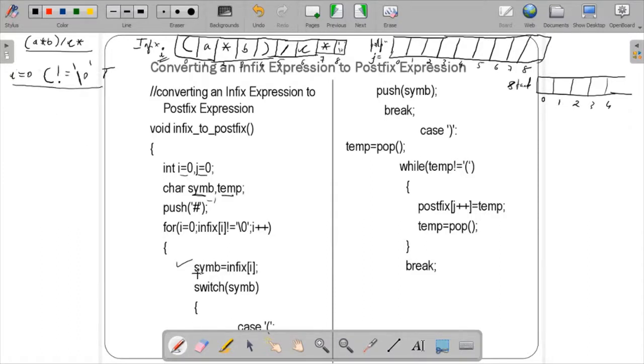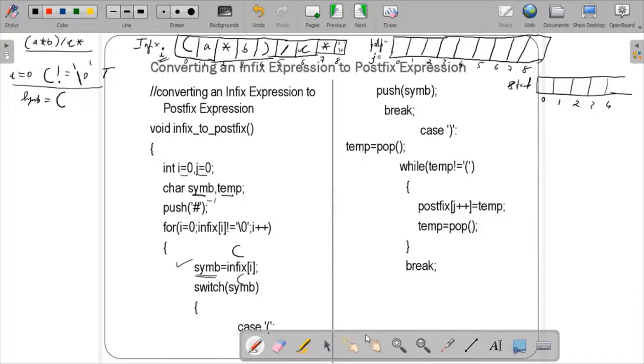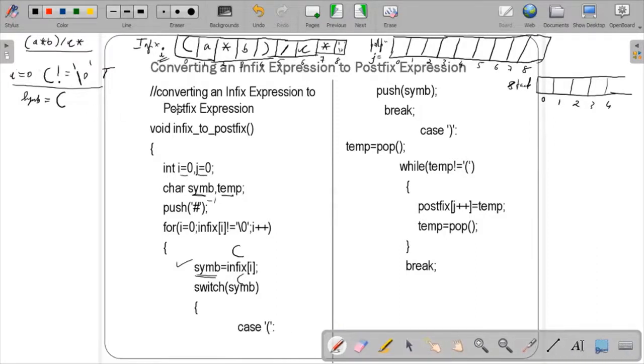So in sym, I'll be copying infix of 0. What is there in infix of 0? It is nothing but the bracket. So this bracket will be copied over here. Sym is equal to opening bracket. Switch on that particular sym. Whenever I find sym equal to opening bracket, I'll go to that particular case. So this case will come.